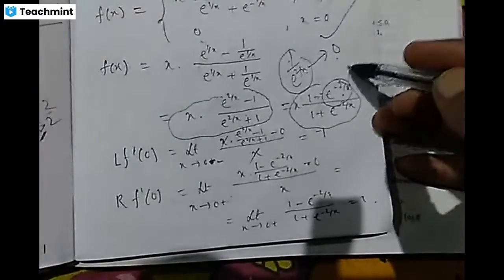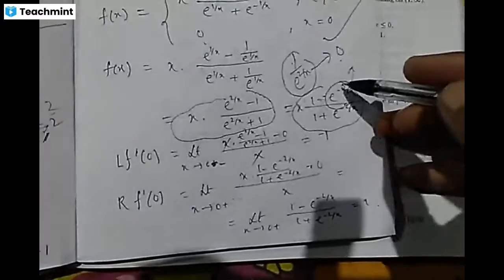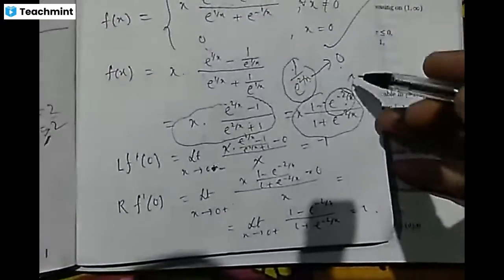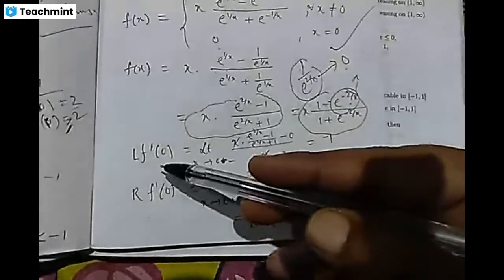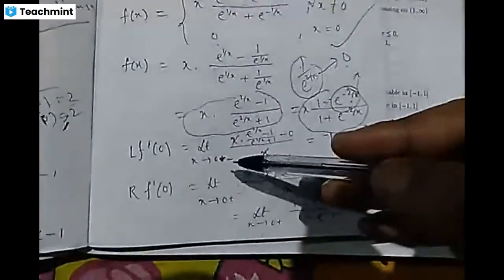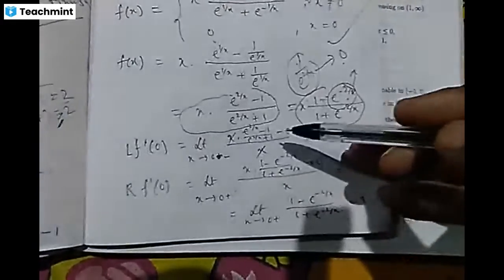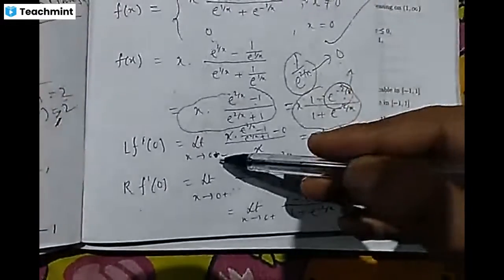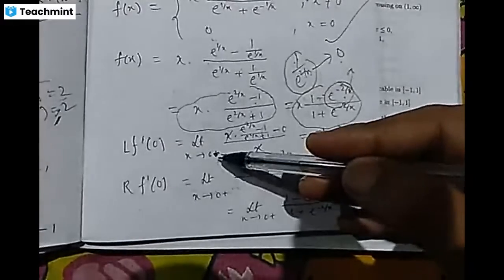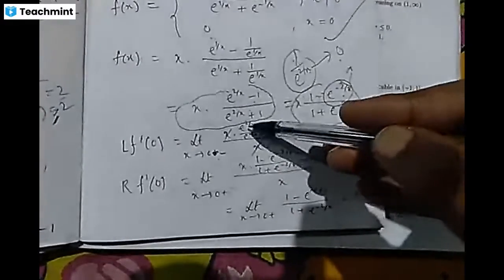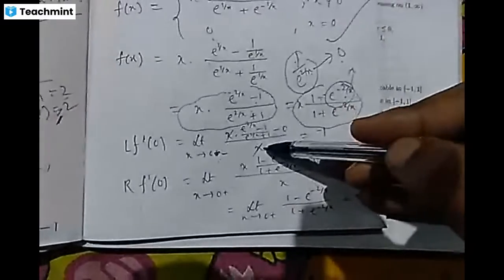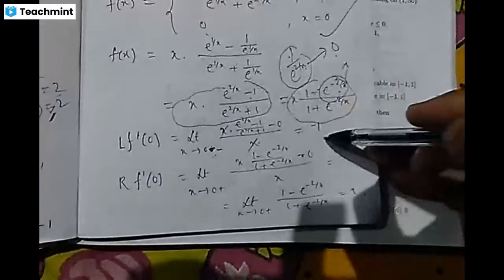This will again go to 0 if x tends to 0. This whole form, e to the power minus 2 by x, will go to 0. So when we take the left hand side of the first derivative at the point 0, we take x tending to 0 negatively. Then we will take this form. Here x is actually not equal to 0 but tending to 0 negatively. So here x will vanish, and this will also vanish. We will get minus 1 by 1, so this will be minus 1.